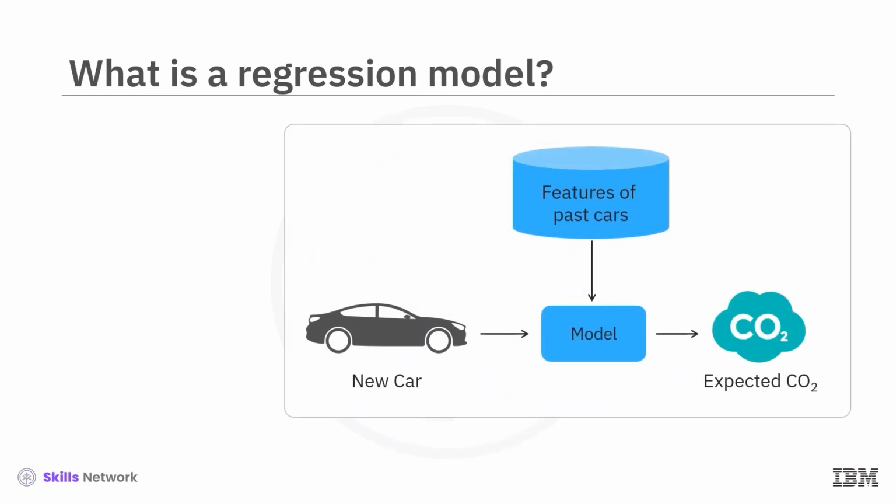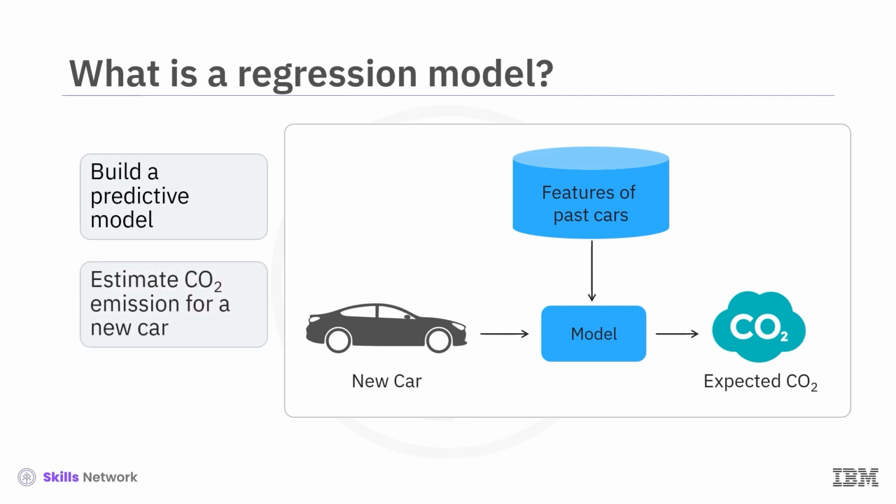emissions. Let's consider the previous dataset comprising some features in past cars. Then, from that data, a model can be trained to estimate the CO2 emissions of each car. Let's use regression to build such a predictive model. Then, the model is used to predict the expected CO2 emission for a new or hypothetical car.